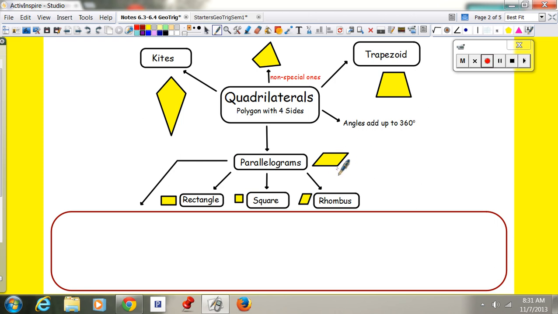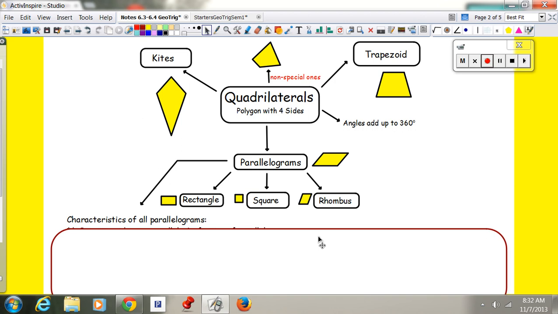But there are 3 special parallelograms. In the parallelogram section, there's a rectangle, which I made a little picture of. There's a square, and there's a rhombus. And each one has its own characteristics. But right now, I just want to talk about parallelograms only. That's what this arrow is right here for. So in this box, there's a few things that you need to write down.